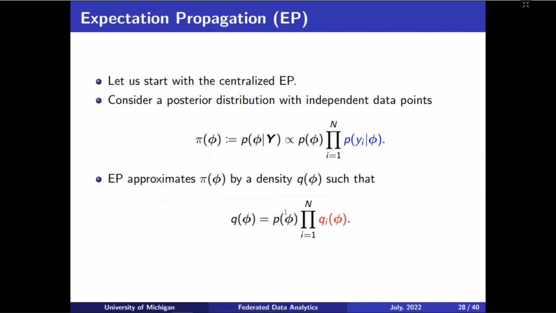To overcome this limitation, we resort to one of the most popular approximate inference algorithms, which is called expectation propagation, or EP. Let me start with the centralized expectation propagation algorithm. Let's consider a posterior distribution with independent data points, which is pi(phi) proportional to the prior of phi times the likelihood for each data point. The idea of EP is to approximate this pi(phi) by an approximation density q(phi) such that each likelihood in this posterior is replaced by q_i(phi). In other words, we approximate this blue term by this red term.